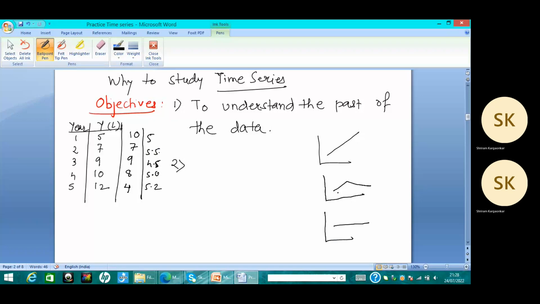So whatever the nature of the data, you will get the idea how the data is behaving. Either it is increasing, decreasing, or remaining constant. So you can understand the past behavior of the data. This is the objective of studying the time series.